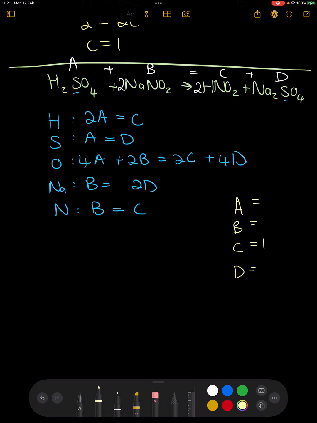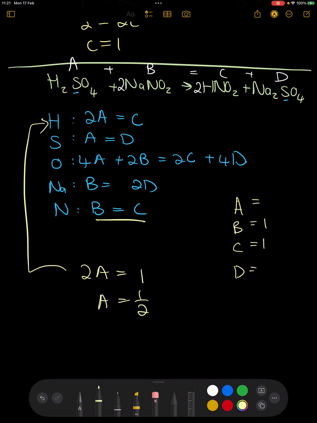Okay, so I'm going to look over here. I said C is equal to 1, meaning B is also equal to 1. All right, we're all together over there. Then I'm going to go to this one over here and say 2A is equal to 1, because we said that C is equal to 1. Now when I divide that 2 away, I'm left with a half.